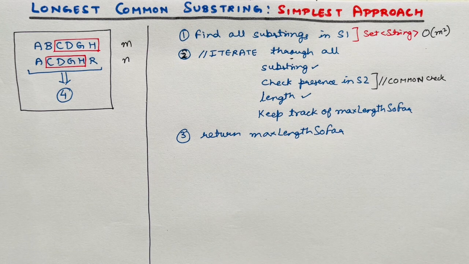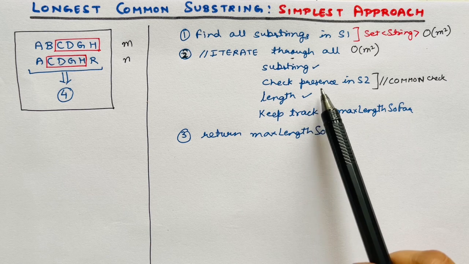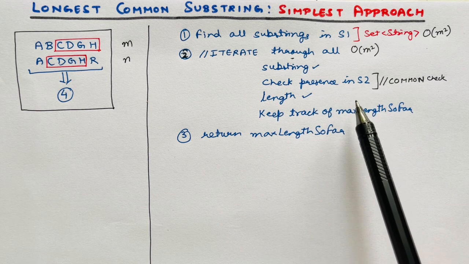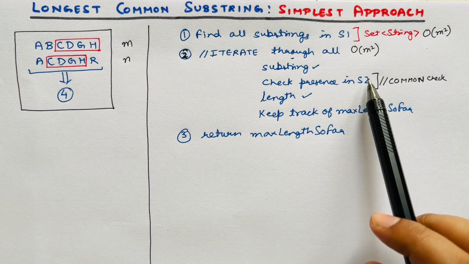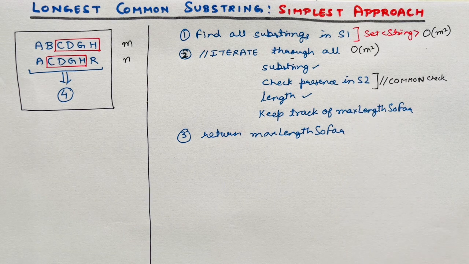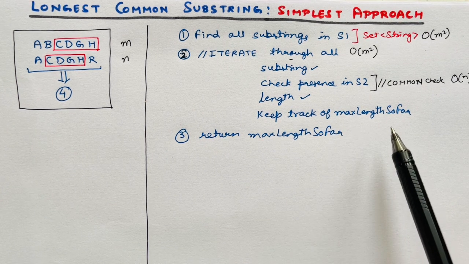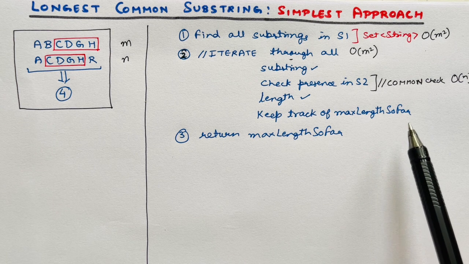Now, coming to every single iteration, how much time will this check presence in S2 take? This has a built-in function, but it takes the time of order of n, the length of the string S2. Keeping track of max length so far is just a matter of updating a variable based on a check, so this will take order of 1.